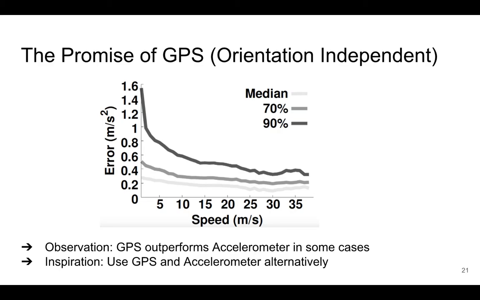Then we evaluated the accuracy of GPS, and it turns out that GPS is even more accurate than the accelerometer in some cases. You see in this example the median error of the GPS when estimating the acceleration is around 0.2 meters per second squared.